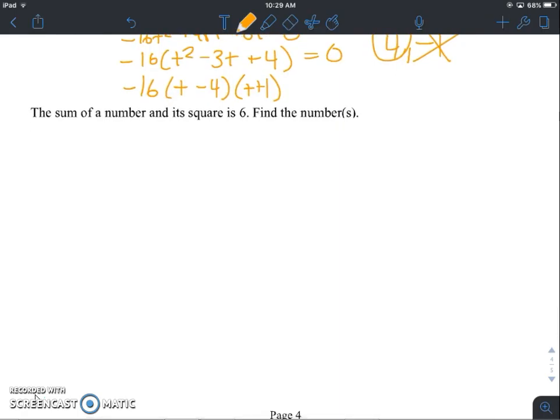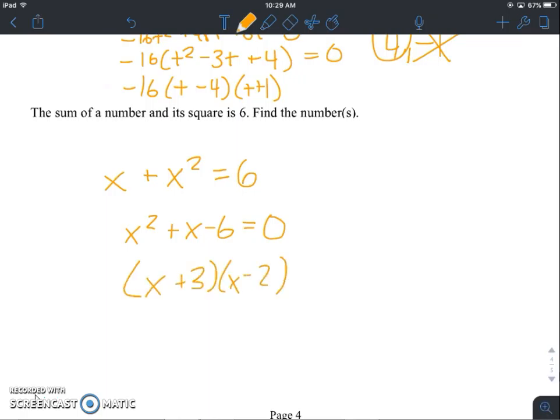Last one, find the number: the sum of a number and its square is 6. So the number might be x, its square, sum means addition, its square means we'll square the number, is 6. Move the 6 over, write it in standard form, so I get x squared plus x minus 6 equals 0. What multiplies to get negative 6 and adds to get 1? It's positive 3 and negative 2, so my numbers are negative 3 and positive 2.